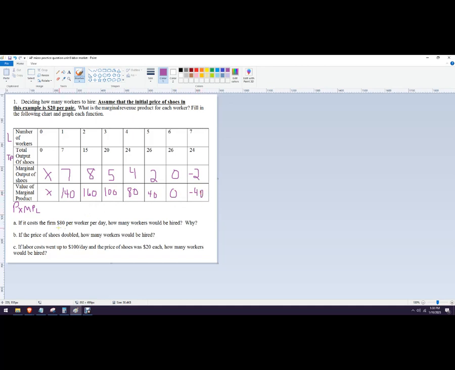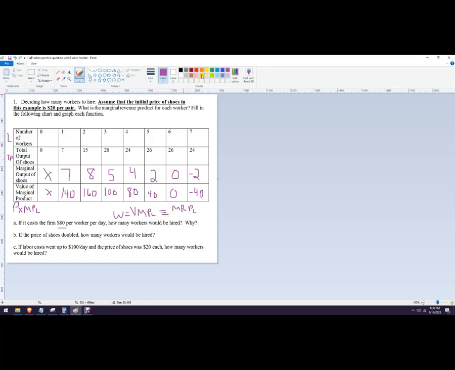If it costs the firm $80 per day per worker, how many workers are we going to hire? We're going to hire workers up until the wage equals the, in this case, the value of the marginal product of labor. In some classes, they're going to call that the marginal revenue product of labor. Same thing. Or equivalent concepts for your AP exam.